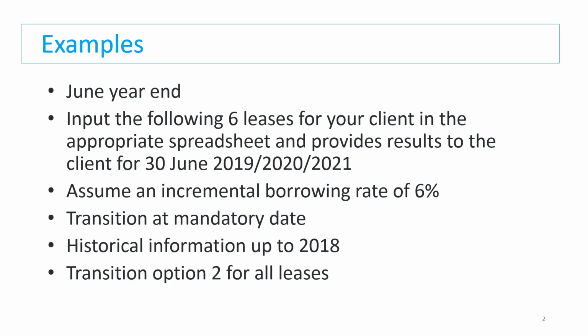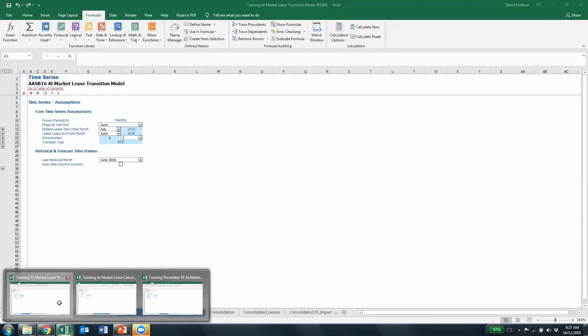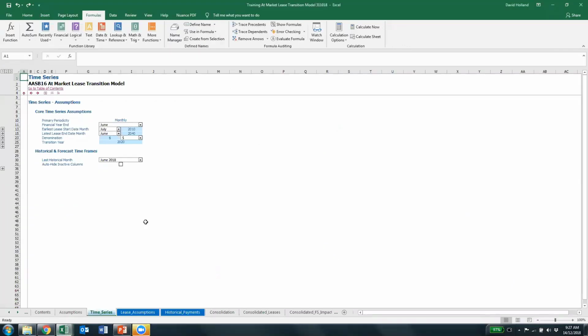So the first thing I'd like you to do is to go and set up the time series tab in the lease transition model. So please pause this video and then go and set up the time series tab. Okay, so this is the time series tab in the lease transition tool. Your client was a June year end, so therefore you should have set the financial year end in row 11 to June.